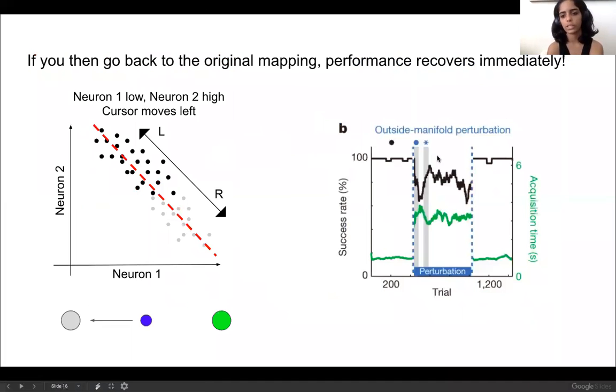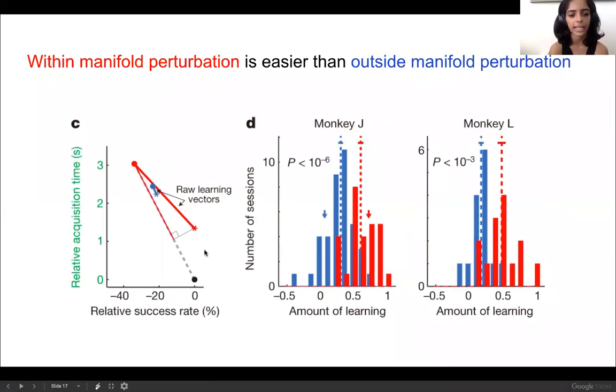So this is all well and good. This is an example session I've shown you. But the question is, is it always like this? So the way that they quantify that is they look at this so-called raw learning vector, and it's a very simple concept. They basically look at the success rate and the acquisition time, which are the two things that are shown on this graph, right? And if you plot the success rate on the x-axis and acquisition time on the y-axis, then you can have a particular point where the animal started and a particular point where the animal ended up. So basically, if you start here and you end up here, then you're doing well, because your success rate was low and acquisition time was high, and then you moved here.